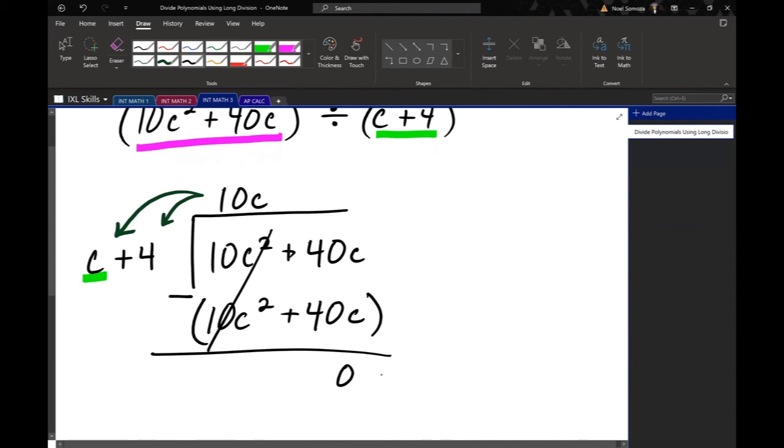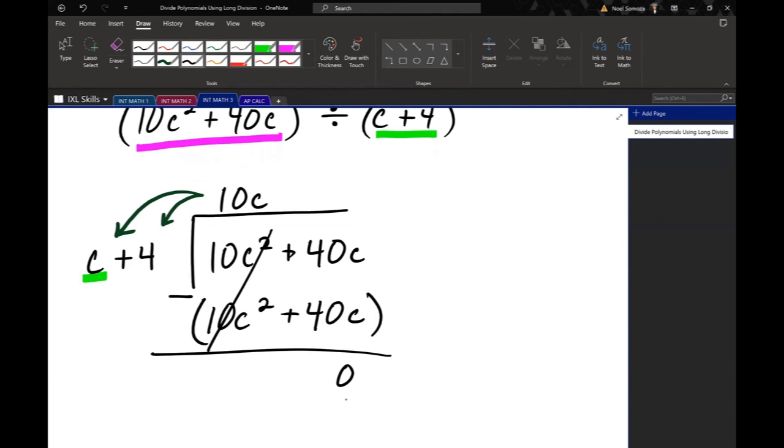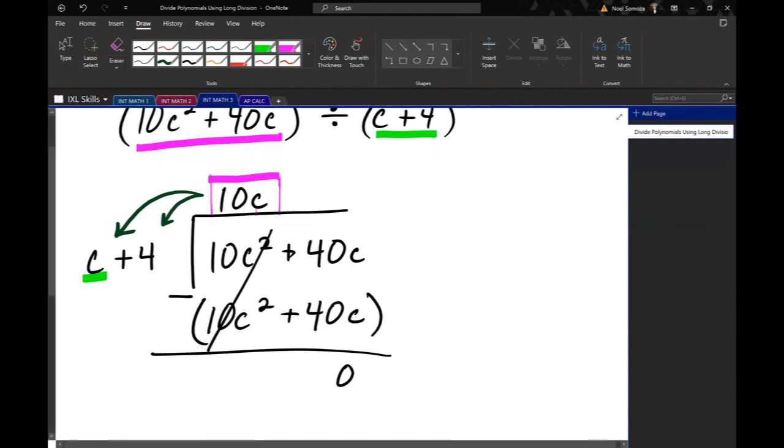If you think back to long division, that was the goal. If we could reach 0, that meant that there was nothing else for us to have to find. So that means that the quotient, when you take 10c squared plus 40c divided by c plus 4, is going to be the term that was at the top of your box, which is 10c.